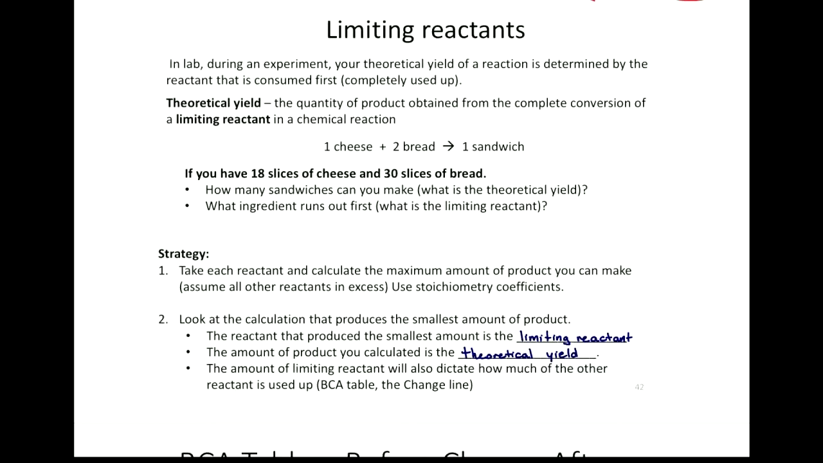But the idea here is once you figure out what that limiting reactant is, that reactant is the one that dictates how much product you make. That's the big idea, that your limiting reactant dictates your theoretical yield. The theoretical yield is the maximum amount of product you can make given the amounts you start with. All right, so all of that might seem really abstract, but let's use examples that you can understand.